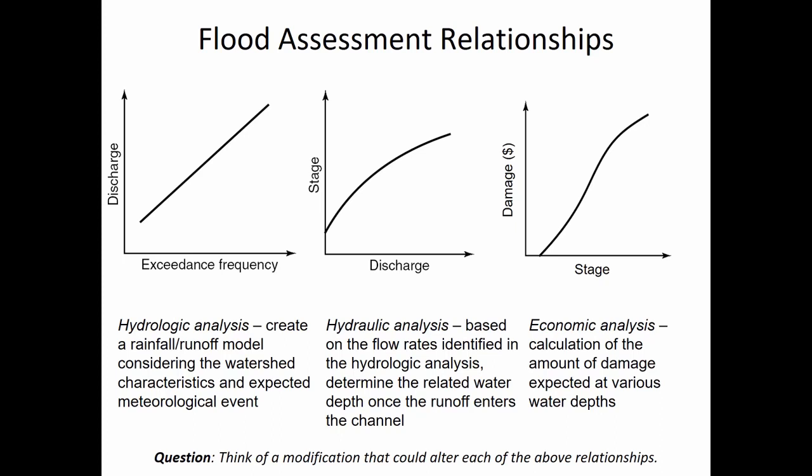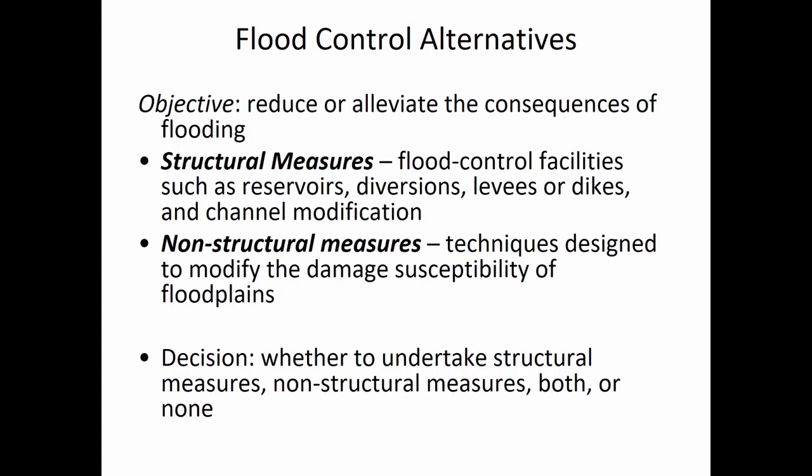Or it could be you have really expensive homes or a lot of built-up industrial and commercial areas, so there's going to be a lot of damage. So you have to understand the hydrologic model, a hydraulic model, and an economic model to know overall what a certain structural measure is going to do and how it works to prevent flooding. So structural measures are flood control facilities, reservoirs, diversions, levees, dikes, channel modification, meaning like dredging or widening a channel. Anything you can do to reduce the risk of flooding and the economic impact of flooding.